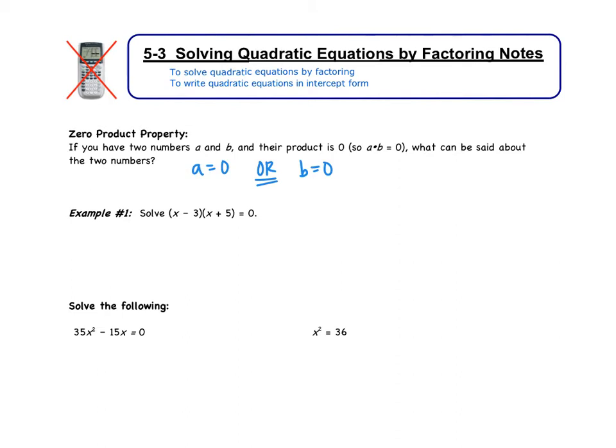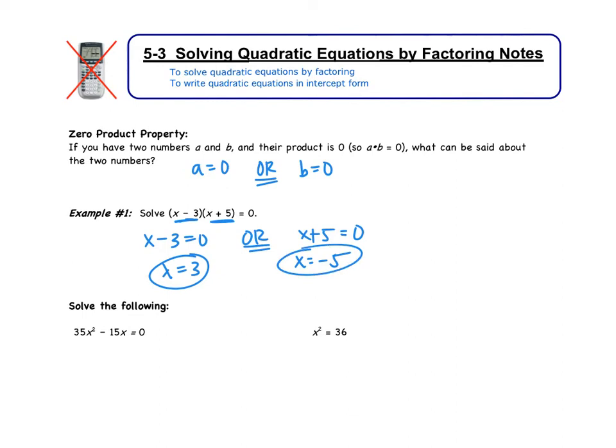Now, that should help us with this example 1. It said solve this equation. Well, in this case, we can think of this as one number and this as the other number. When you multiply them to get 0, it means the first number had to equal 0, or that second number has to equal 0. If I solve both of these, I get x equals 3 and x equals negative 5. So either of these will make the equation true. So x can be any value at once, but when x is 3 or negative 5, this equation will be true.